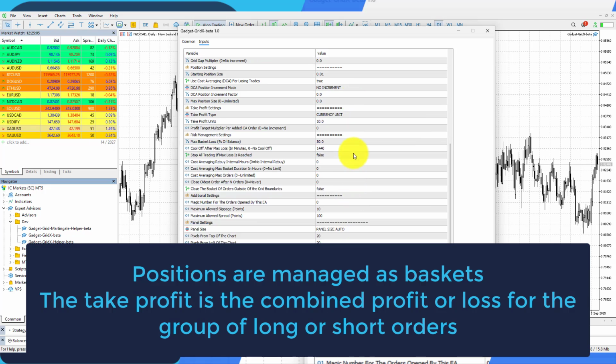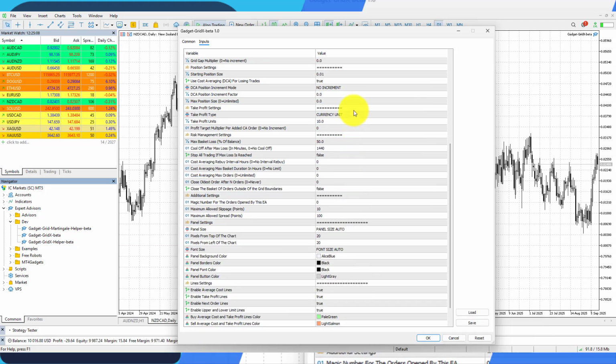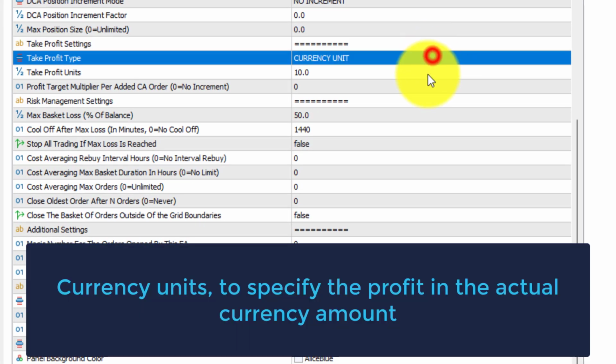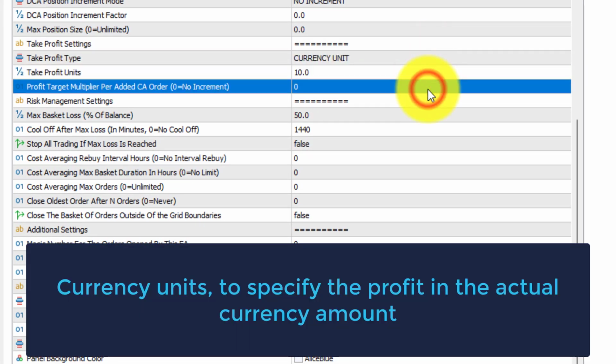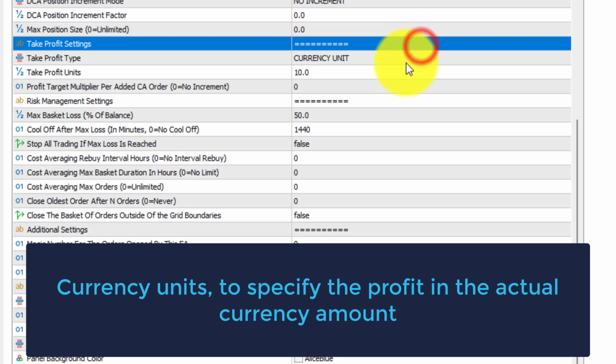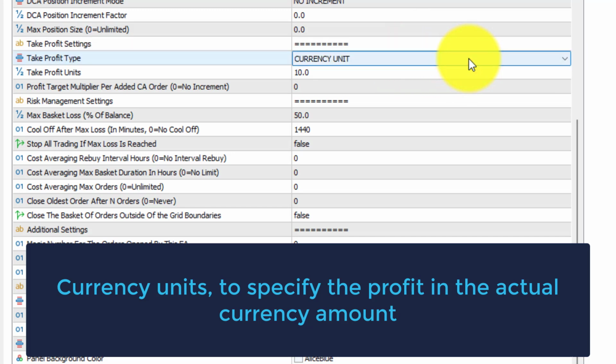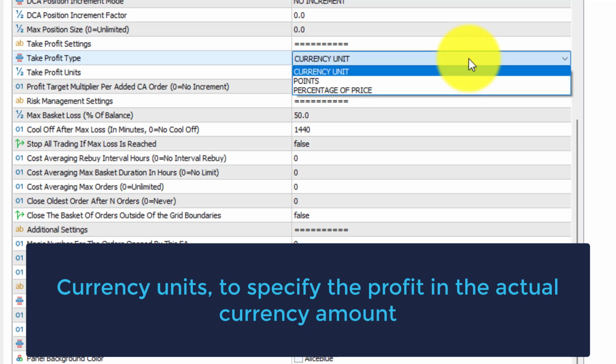The first setting is the Take Profit type. GridX allows you to choose between three different modes. Currency units. Here you specify the exact profit in your account currency. For example, if you set the target at 10 and your account is in dollars, the basket will close once the floating profit reaches $10. This method is simple and works consistently across all symbols.